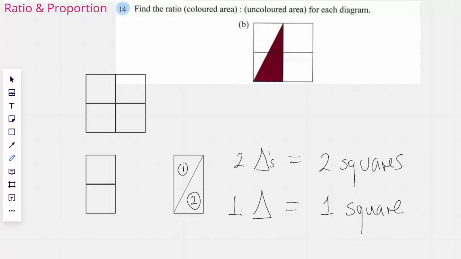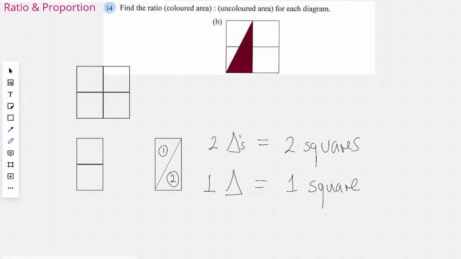This gives us a clue as to what our answer will be. If we take out 1 square for the triangle, 3 will be left. So our ratio of the coloured area, the triangle, to the non-coloured area will be 1 to 3, given that 1 plus 3 gives us the 4 squares. And there's our final answer, 1 to 3.